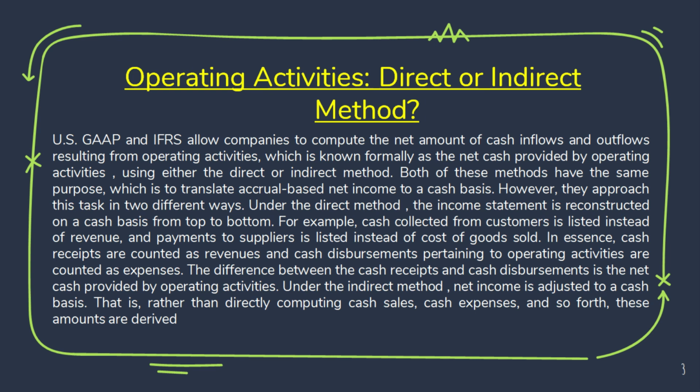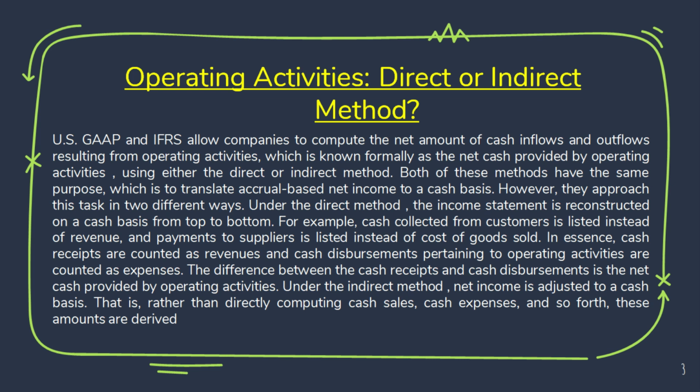Operating activities, direct or indirect method. US generally accepted accounting principles and International Financial Reporting Standards allow companies to compute the net amount of cash inflows and outflows resulting from operating activities, which is known formally as the net cash provided by operating activities, using either the direct or indirect method. Both of these methods have the same purpose, which is to translate accrual-based net income to a cash basis. However, they approach this task in two different ways.